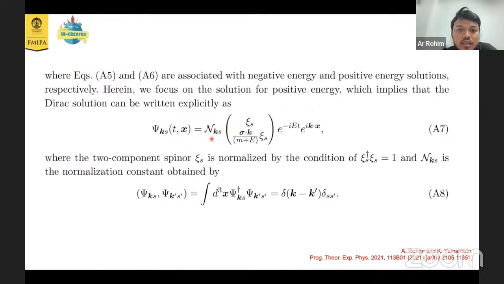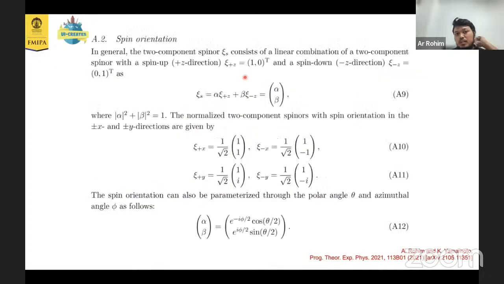And N_ks here corresponds to the normalization constant, which can be obtained from equation A8. And we have to note that the two component spinor here is normalized by these conditions, and the label here corresponds to the spin orientations. Maybe I will show on the next slide. So something like this.